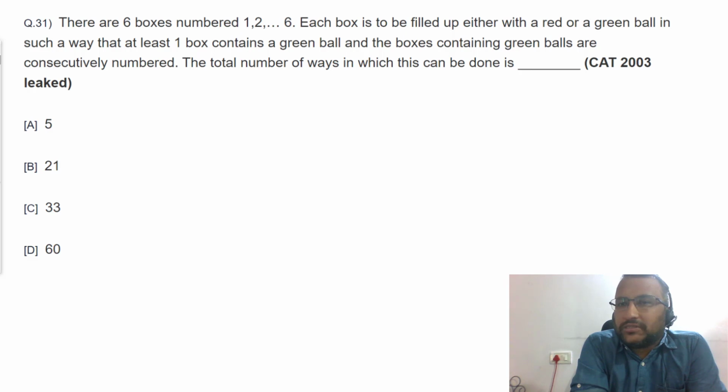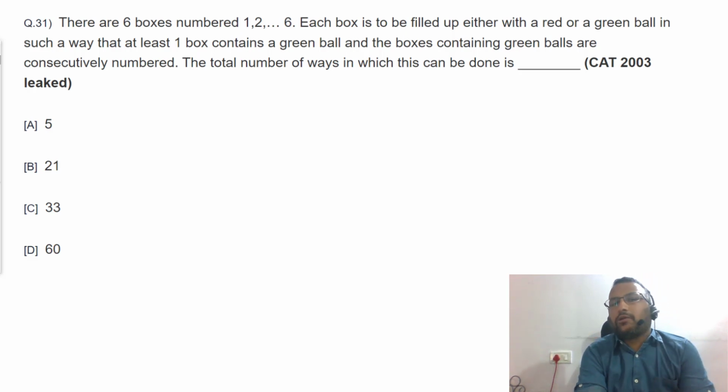The next question is from CAT 2003. There are 6 boxes numbered 1 to 6. Each box is to be filled up either with a red ball or a green ball in such a way that at least one box contains a green ball, and the boxes containing green ball are consecutively numbered. In how many ways can we do this?